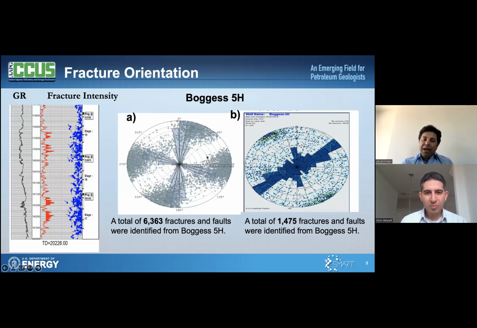And going back, we saw that we sent this August 5H image logs to two different consultants. These two consultants are professionals, have been around for many years, and worked on many image logs. But when they came back with the results, one consultant gave us 6,363 fractures, while the other gave us only 1,475. Wow, that's a huge difference. It's like 4 times more fractures picked by consultant A compared to consultant B.